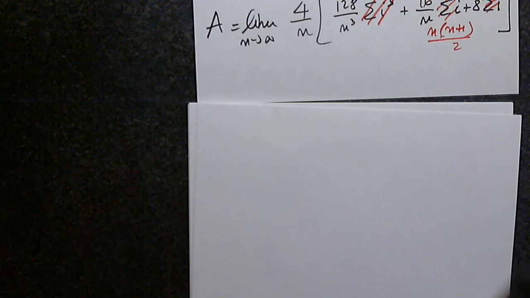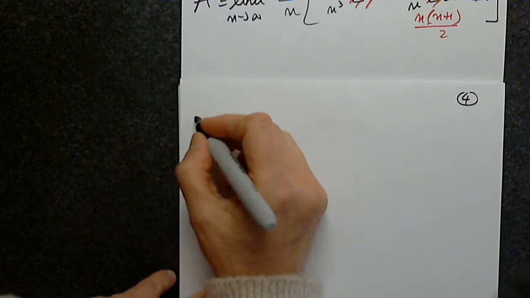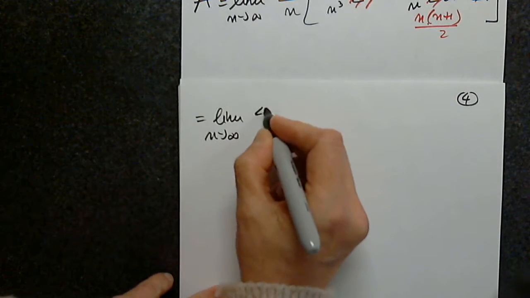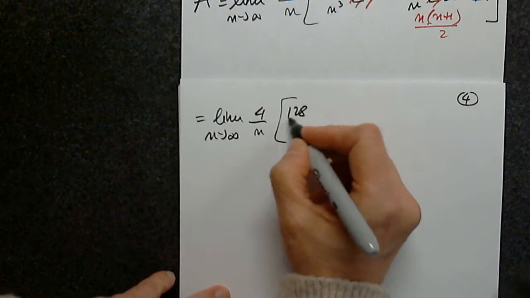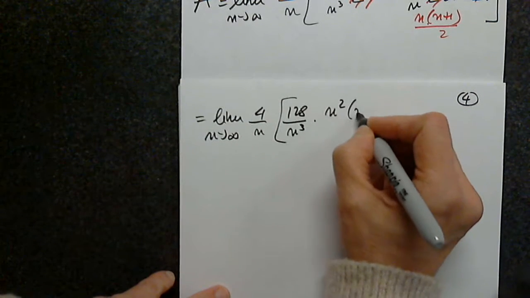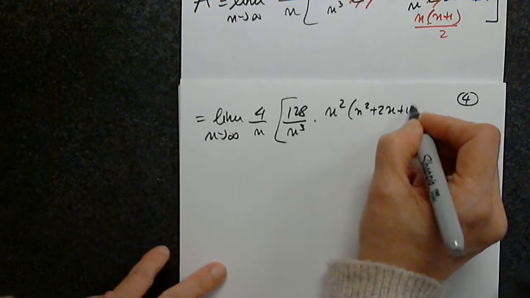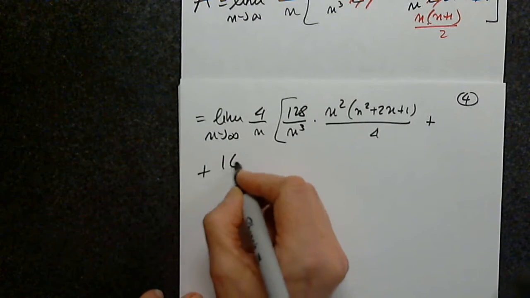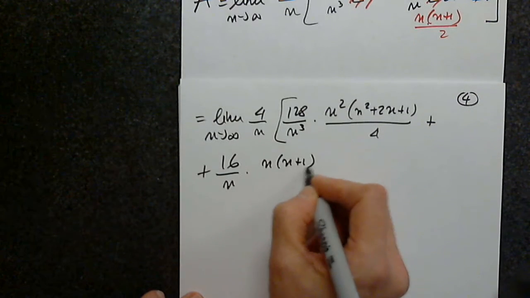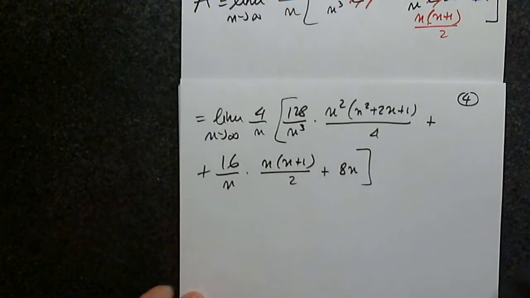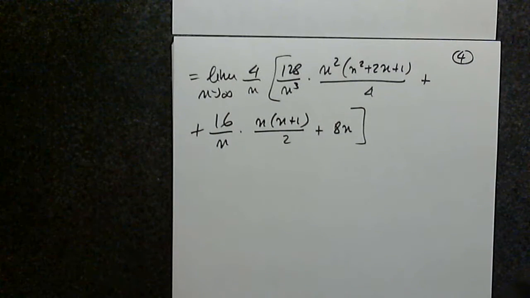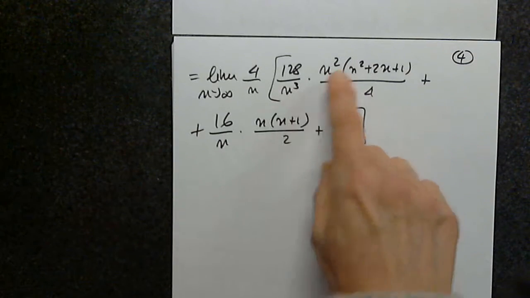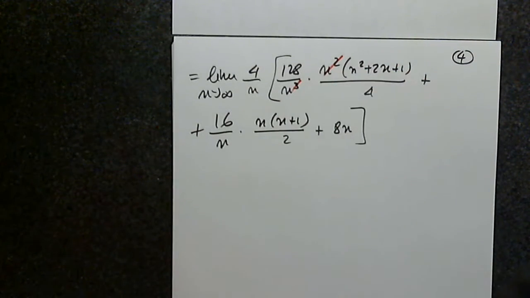Okay, so now I write limit as n approaches infinity 4 over n, 128 over n cubed times n squared plus 2n plus 1 over 4, plus 16 over n times n plus 1 over 2, plus 8n. Now try to see if you can come up with a least common denominator without having to multiply the tops, because that makes it more difficult. So I will definitely simplify the n squared with n cubed.